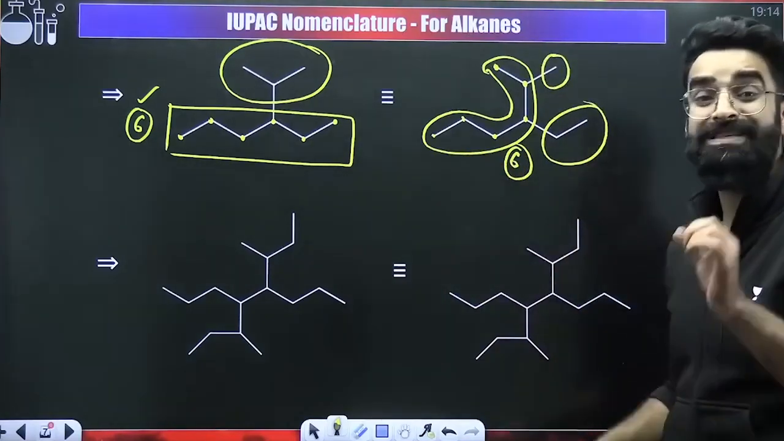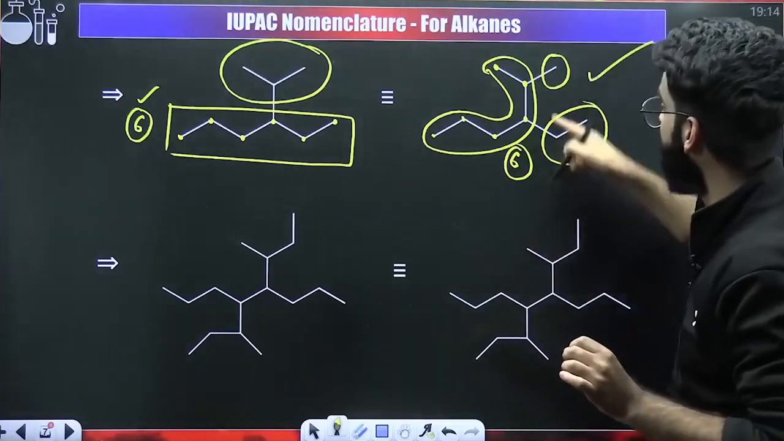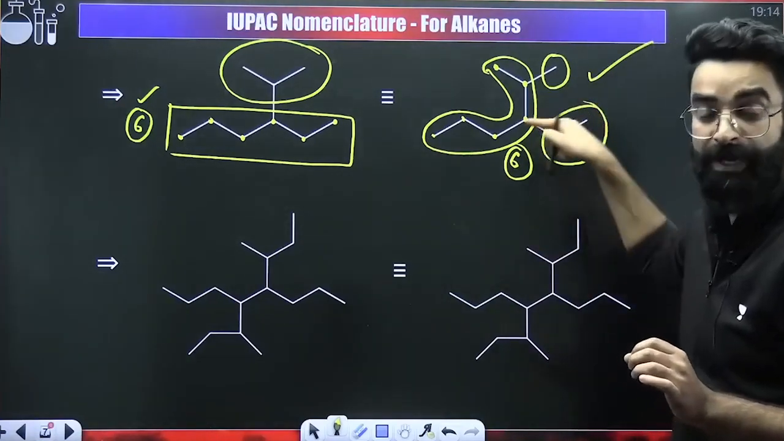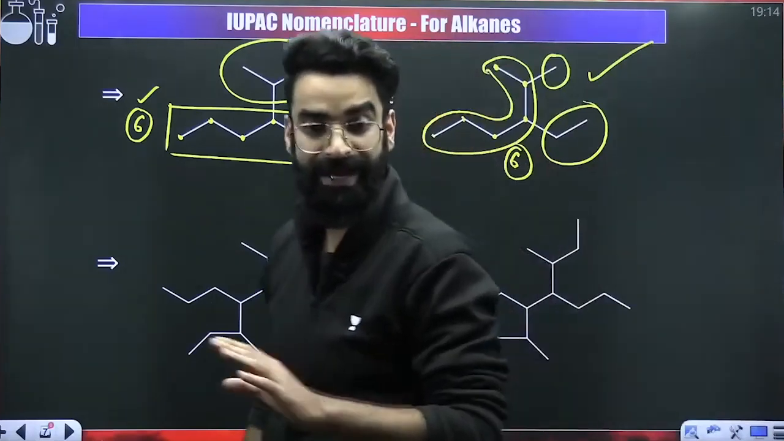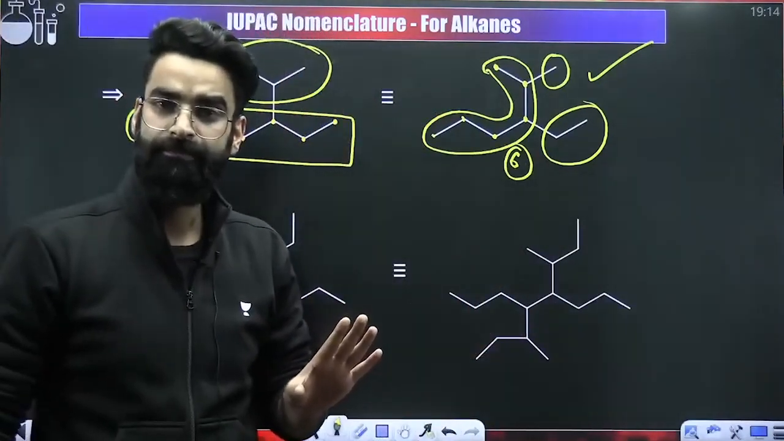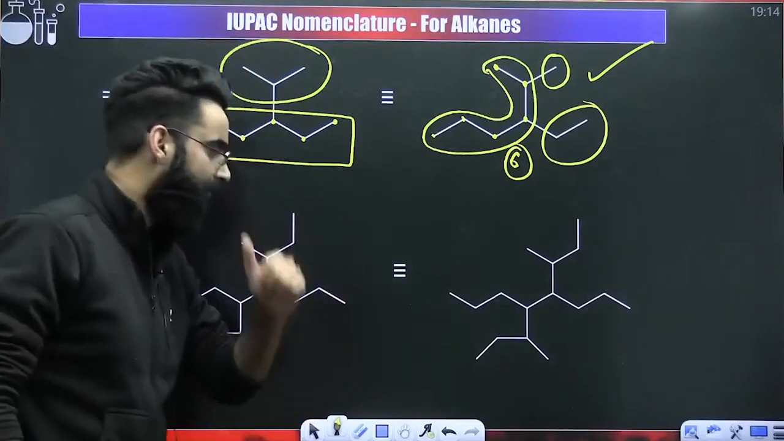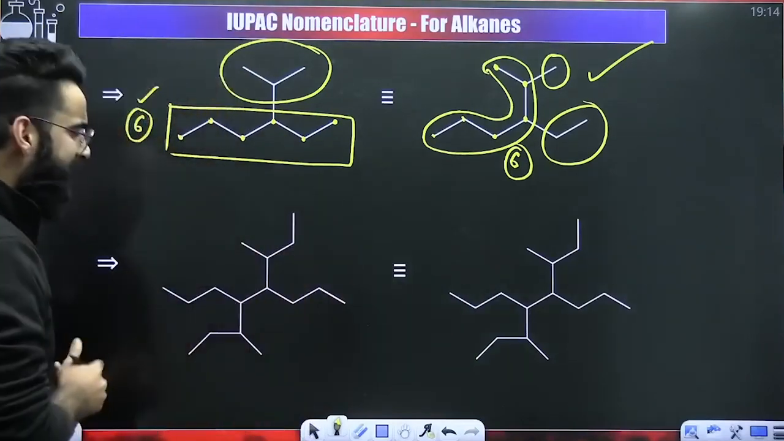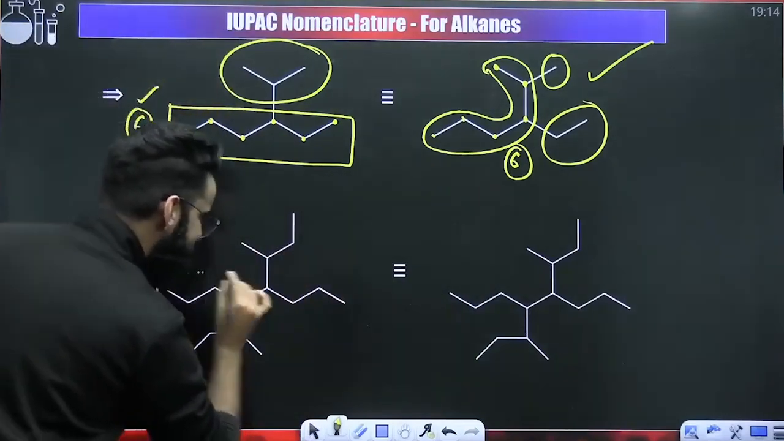So which chain are you going to select over here? Which one is going to be your main chain? The chain which I've selected here, that is going to be your parent chain, which you guys are going to select. As simple as that, right? Perfect. Now, look at this particular compound. What I can do over here is, I can select this as the main chain.